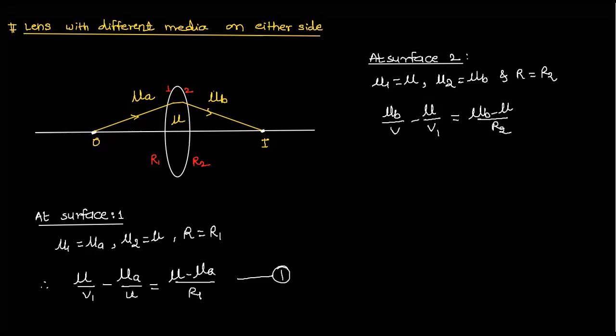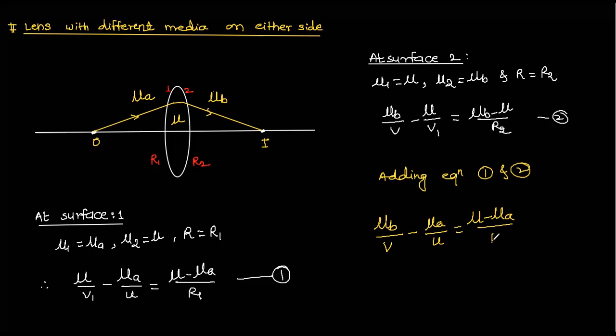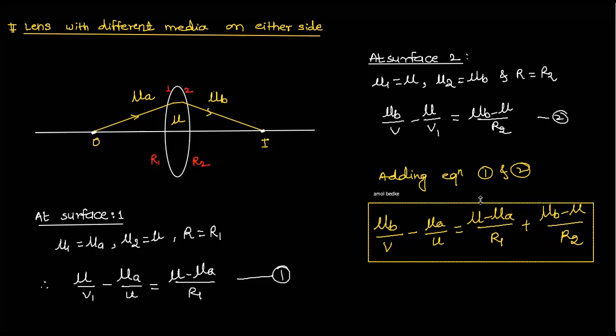So if we add equation 1 and 2, what we are getting as the formula for this type of problem is mu B by v minus mu A by u is equal to mu minus mu A divided by R1 plus mu B minus mu divided by R2, because mu by v1 and minus mu by v1 will get cancelled when we add, and this is the final formula which we have to use in problem solving if you are having two different media on either side of the lens.